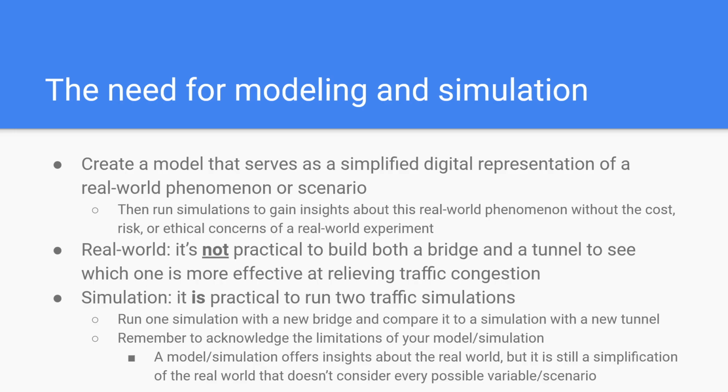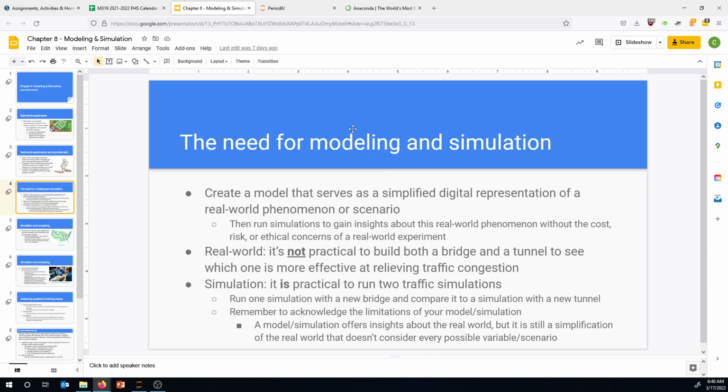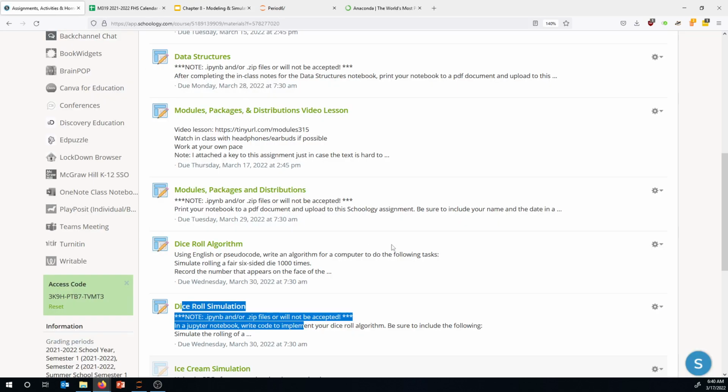So it's not perfectly uniformly distributed on a small number of rolls like 1,000, but it'll be pretty darn close. All right. So that is the idea behind all of this. Now, we have this dice roll algorithm.